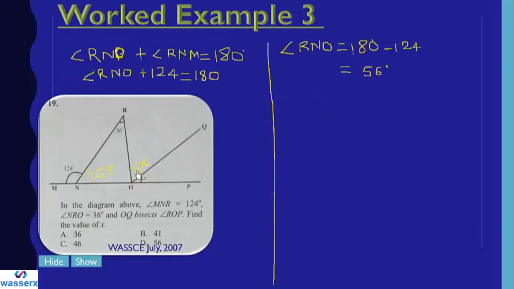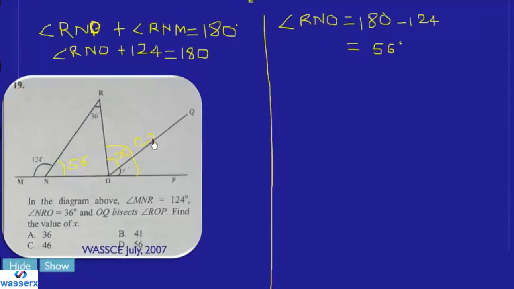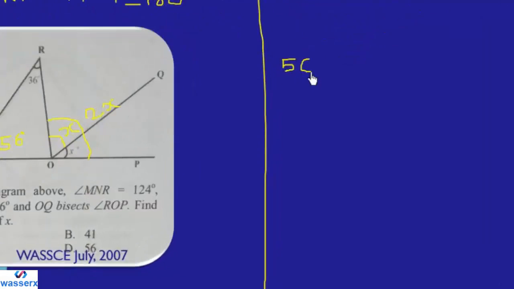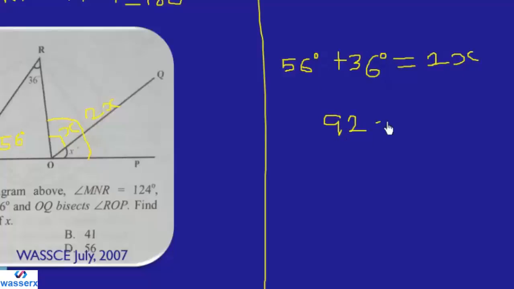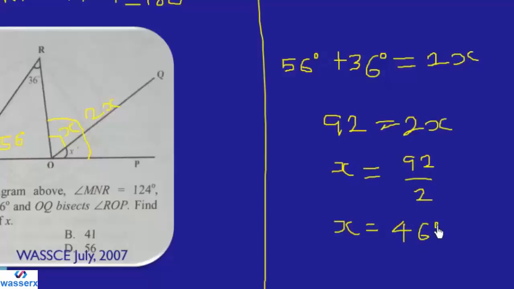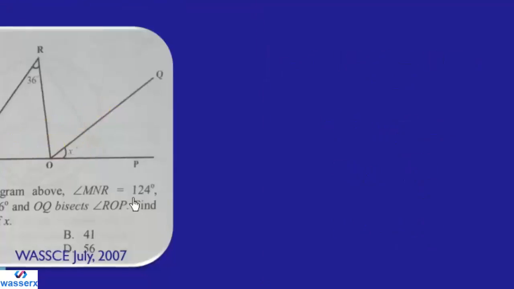Now these two angles are equal to the exterior angle over here, which is 2x. So we have 56 degrees plus 36 degrees is equal to 2x. So we have 92 is equal to 2x, therefore x is equal to 92 over 2, which will give us 46. You can also use the interior angle property to find x.